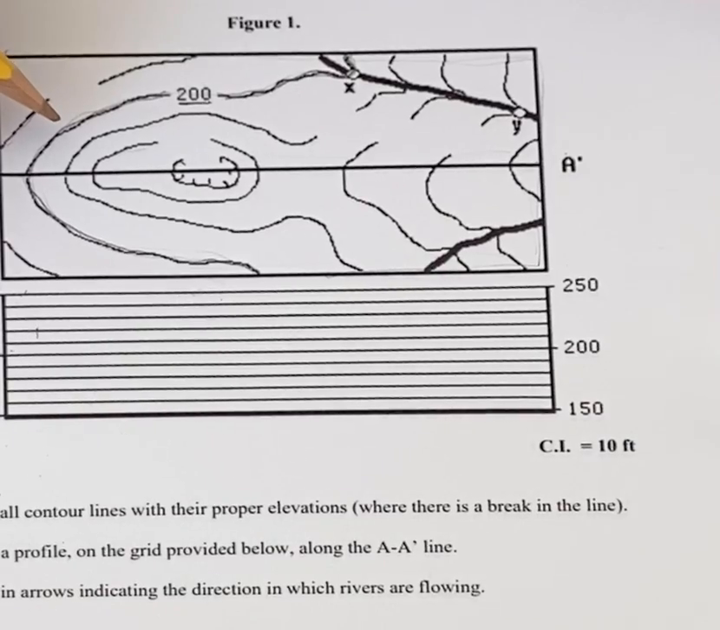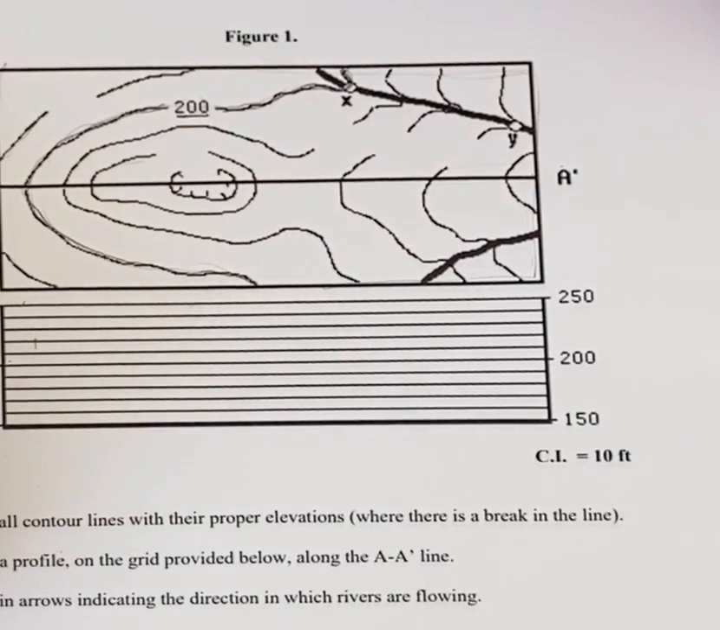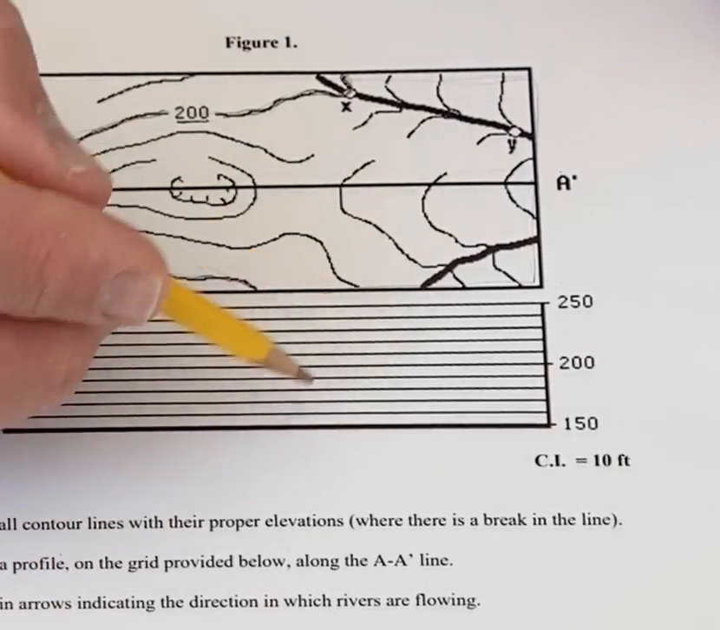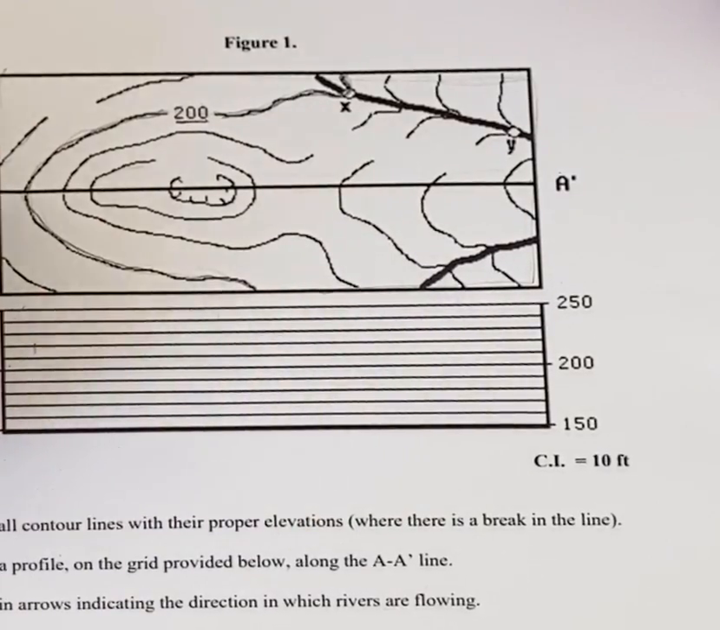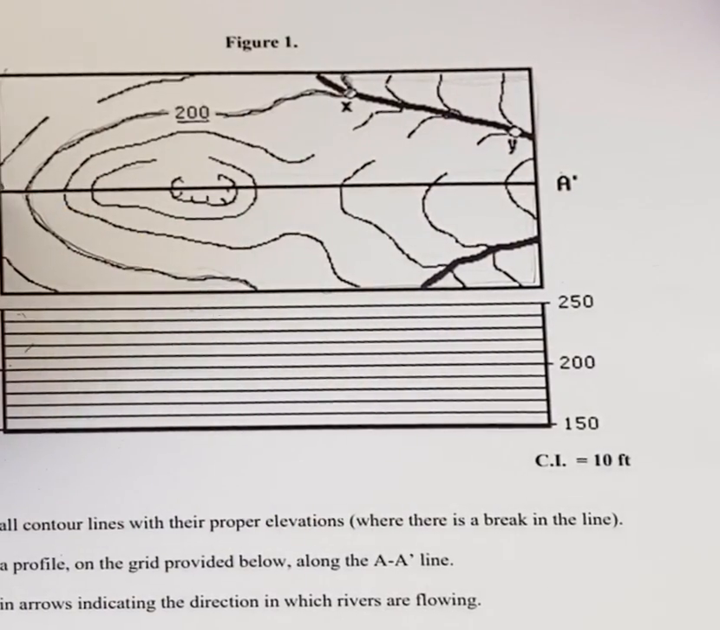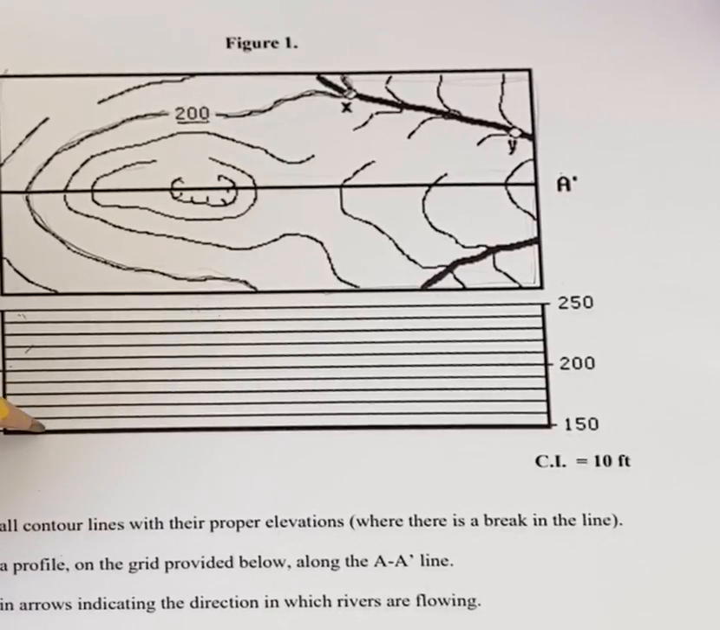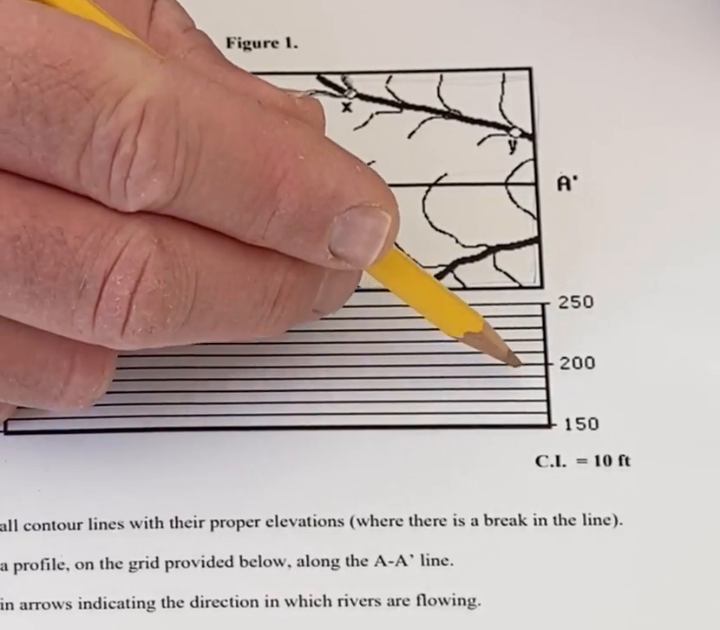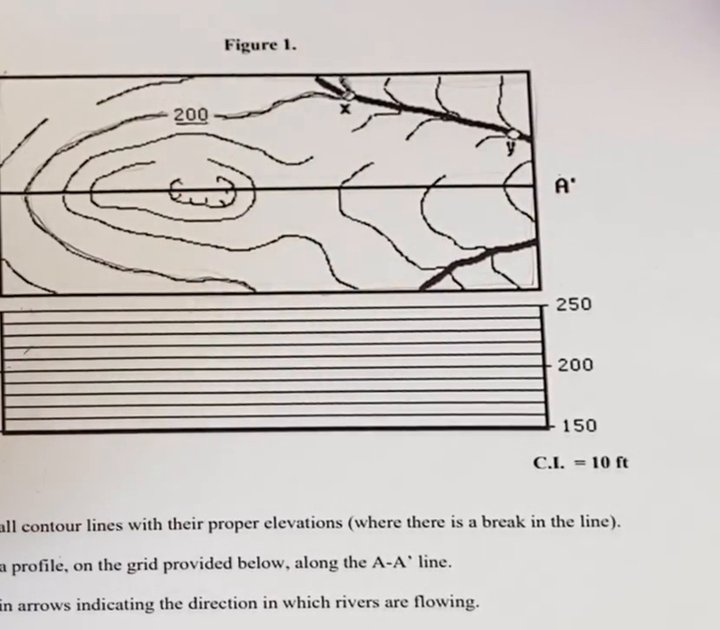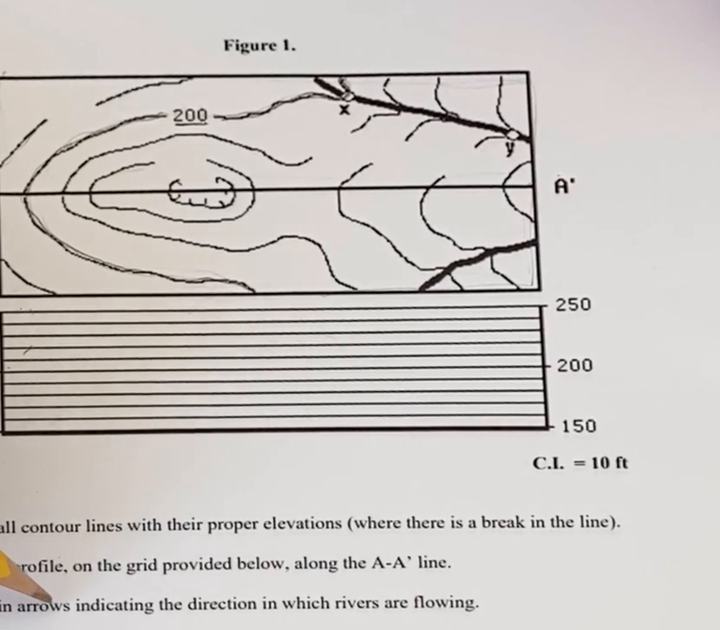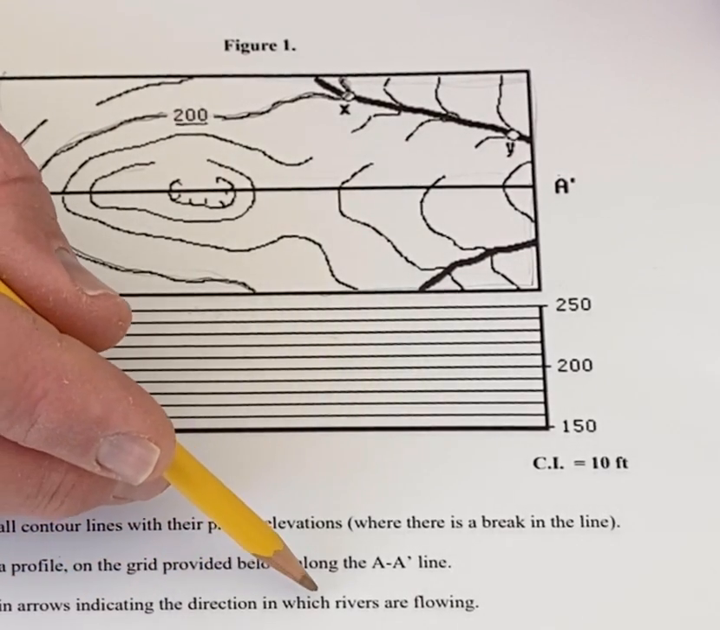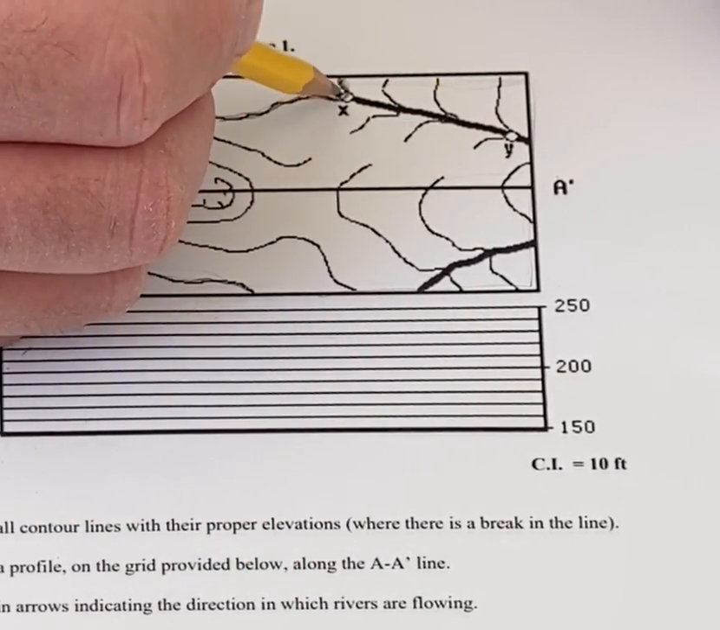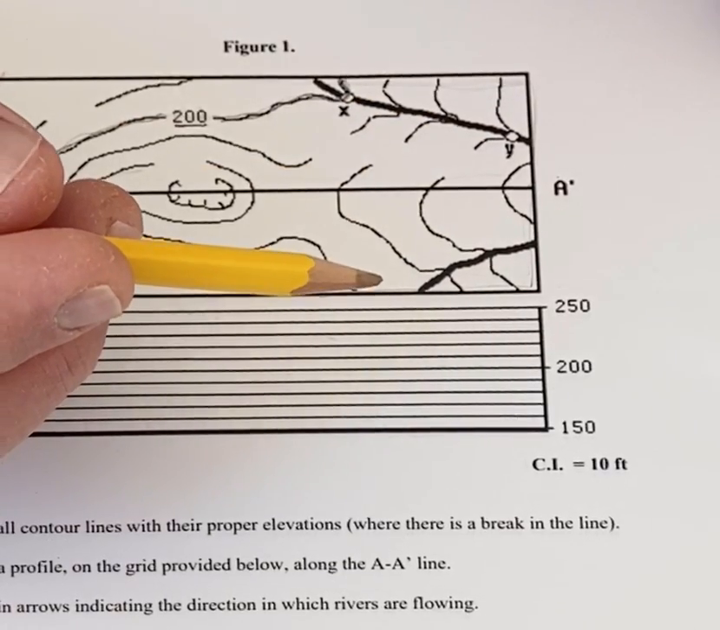The first thing that I'm going to do is read the rest of this. Make a profile on the grid provided below along the AA line. So this is the AA line. This is the second task we have to do, where we put in what the profile of this contour looks like as it relates to looking at it from a section view. And last, it says draw an arrow indicating the direction in which rivers are flowing, so from Y to X or X to Y.